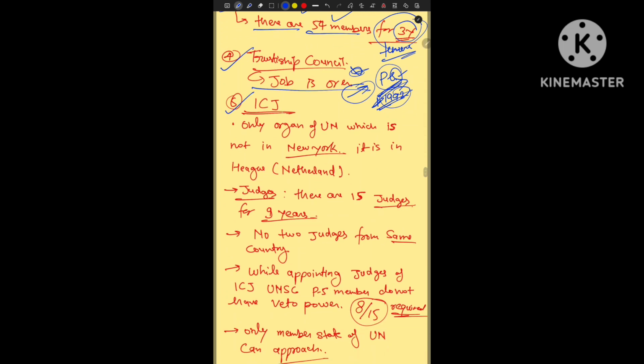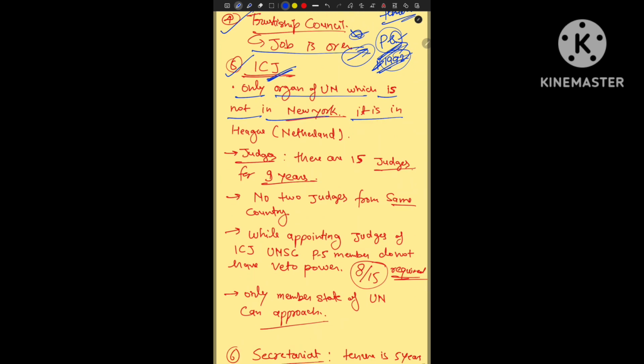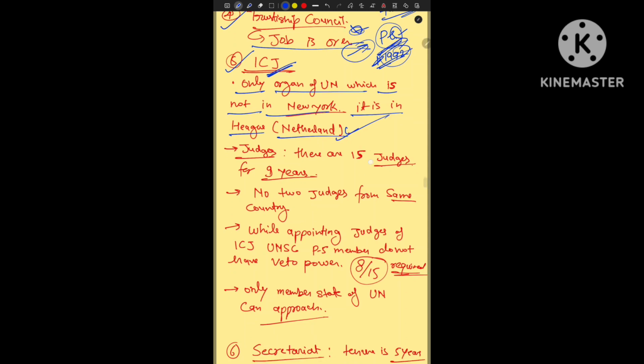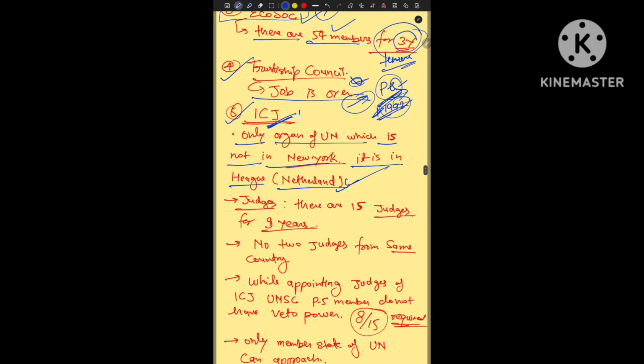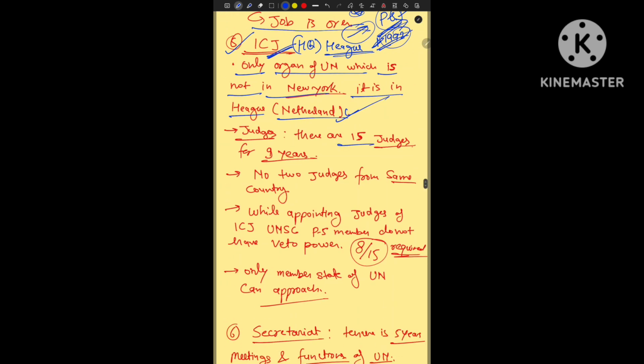The fifth organ is the International Court of Justice. This is a very important organ because it takes care of all the disputes related to the United Nations, and this is the only organ which is not in New York. It is in The Hague, in the Netherlands. Sometimes they ask where the ICJ headquarters is. The headquarters is The Hague only. There are 15 judges, and each judge has a tenure of 9 years.